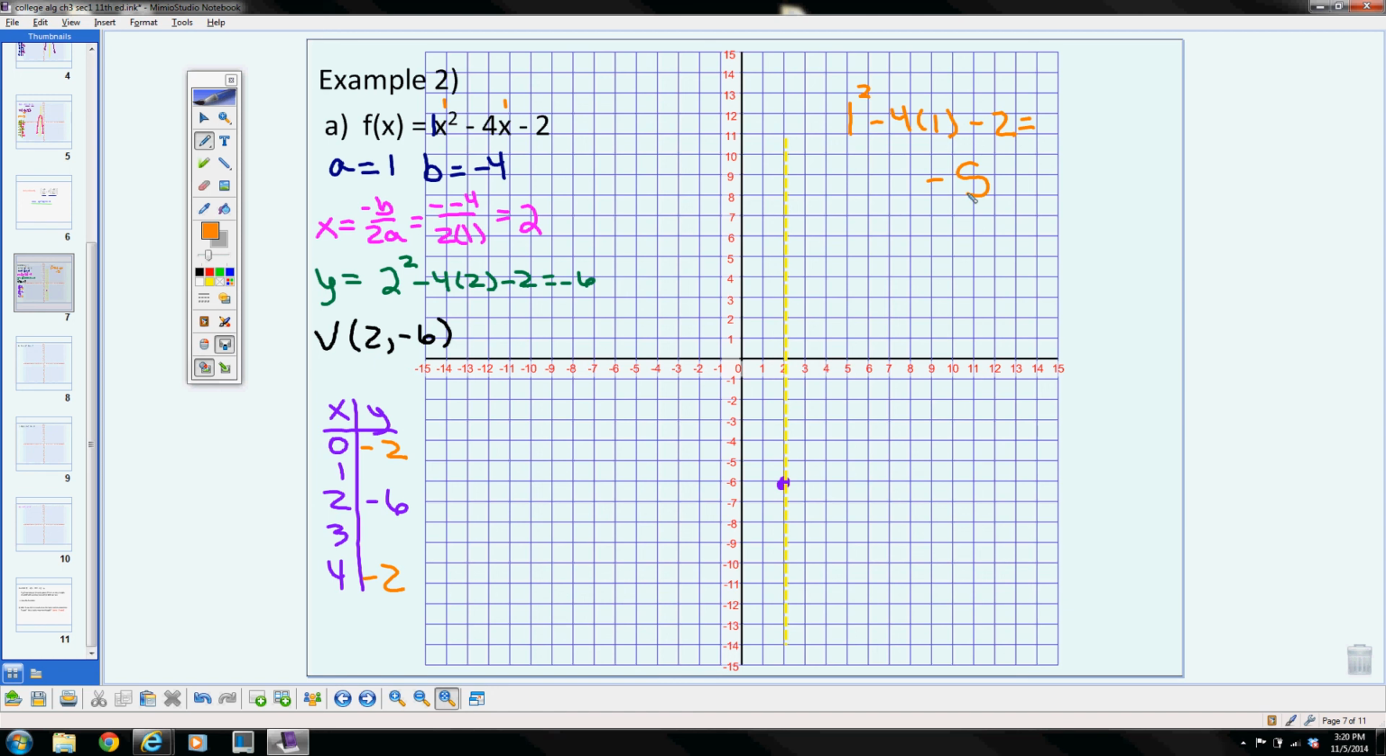So I'm going to put negative 5 here for 1 and negative 5 here for 3. Now let's plot our points. When x is 0, y is negative 2. When x is 1, y is negative 5. When x is 3, y is negative 5. And when x is 4, y is negative 2. Oops, let me draw a better parabola than that. Our parabola will look something like that. So we did the same thing, we just had to use a formula to get the vertex first.